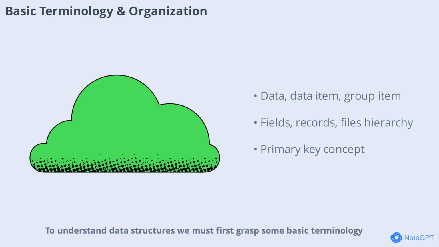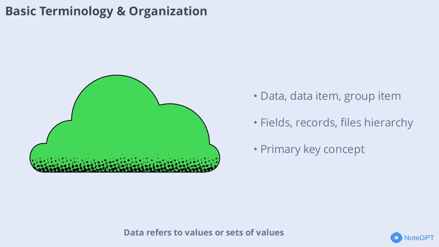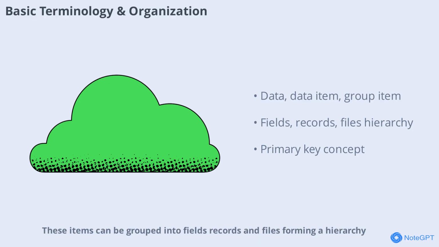To understand data structures, we must first grasp some basic terminology. Data refers to values or sets of values, while a data item is a single unit of value. These items can be grouped into fields, records, and files, forming a hierarchy. For example, an employee's record might include fields like name, age, and social security number. The way these fields are organized reflects relationships between attributes and entities. A primary key is a unique field that identifies each record, such as a serial number in an inventory file. Understanding these building blocks is essential before moving on to more complex structures.